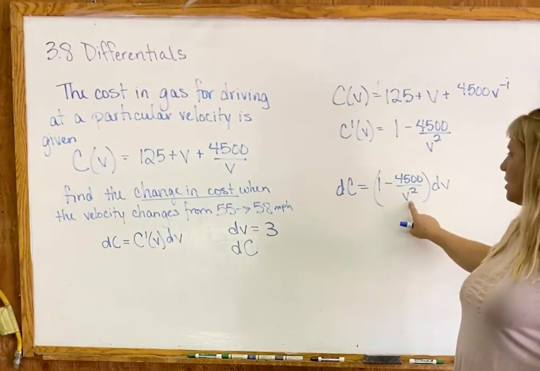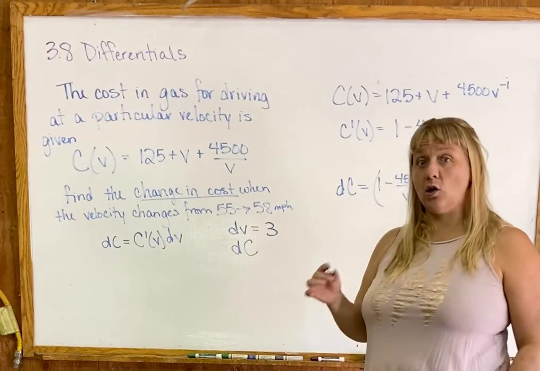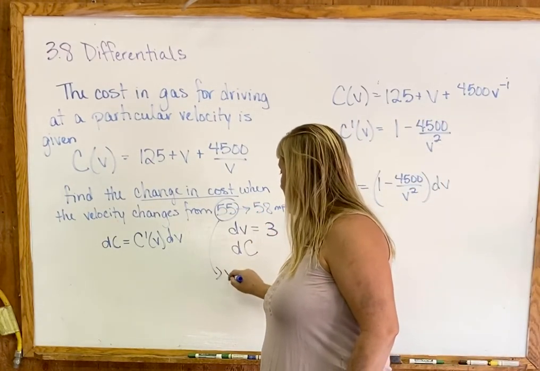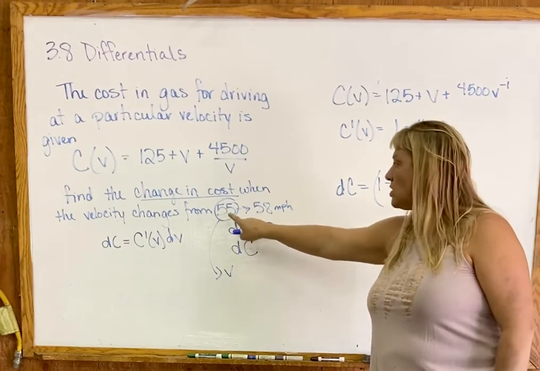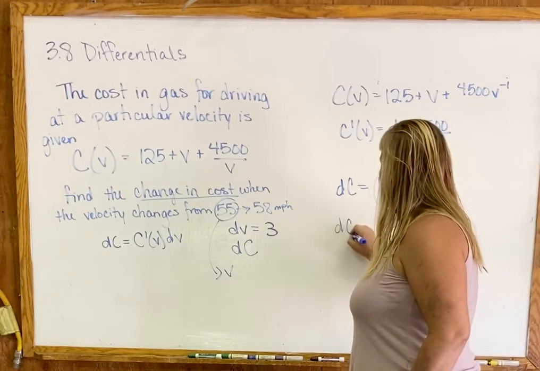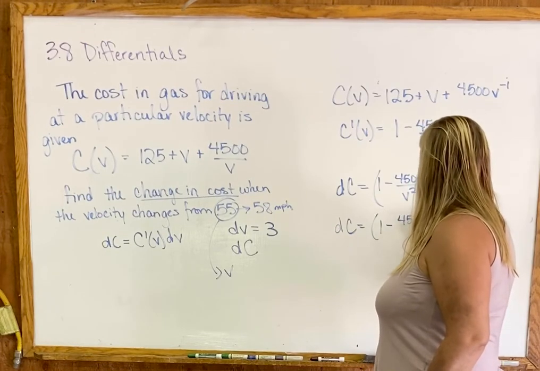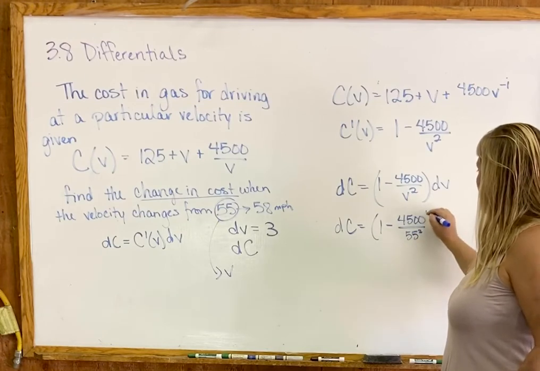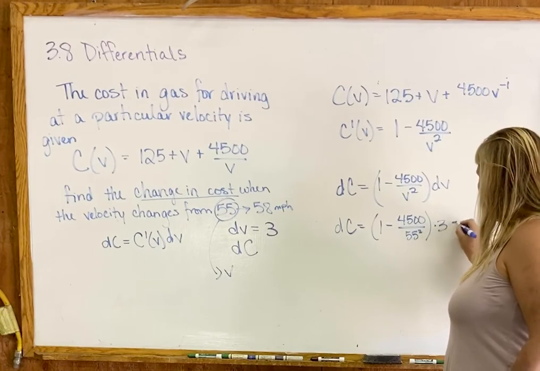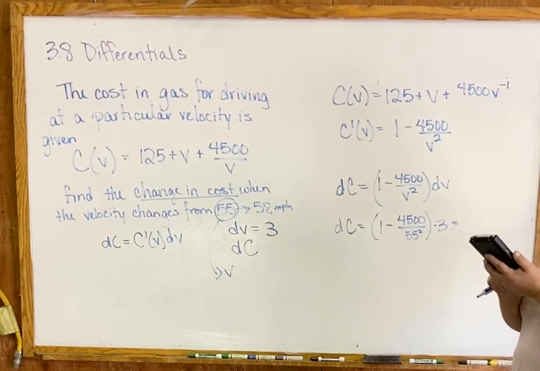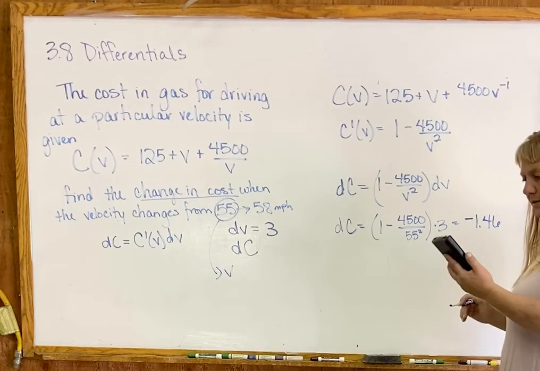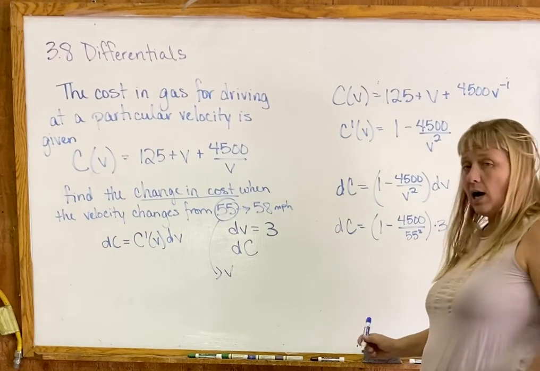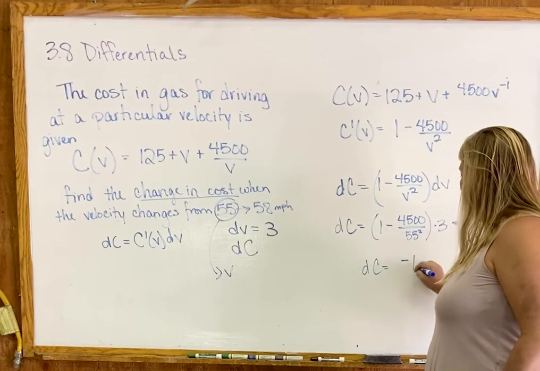Now, here's the kicker on this one. Remember, when we plug a velocity into this function, we've got to make sure that we plug in the correct number. And the velocity is always the original number. So we're starting at v equals 55, and then changing 3 miles per hour. So we're using 55 as our velocity. So dc equals 1 minus 4,500 over 55 squared, and then we multiply that by the change in v, which was 3. Let's see what our calculator spits out: 1 minus 4,500 divided by 55 squared, and then times 3. I got negative 1.46. So dc is negative $1.46.